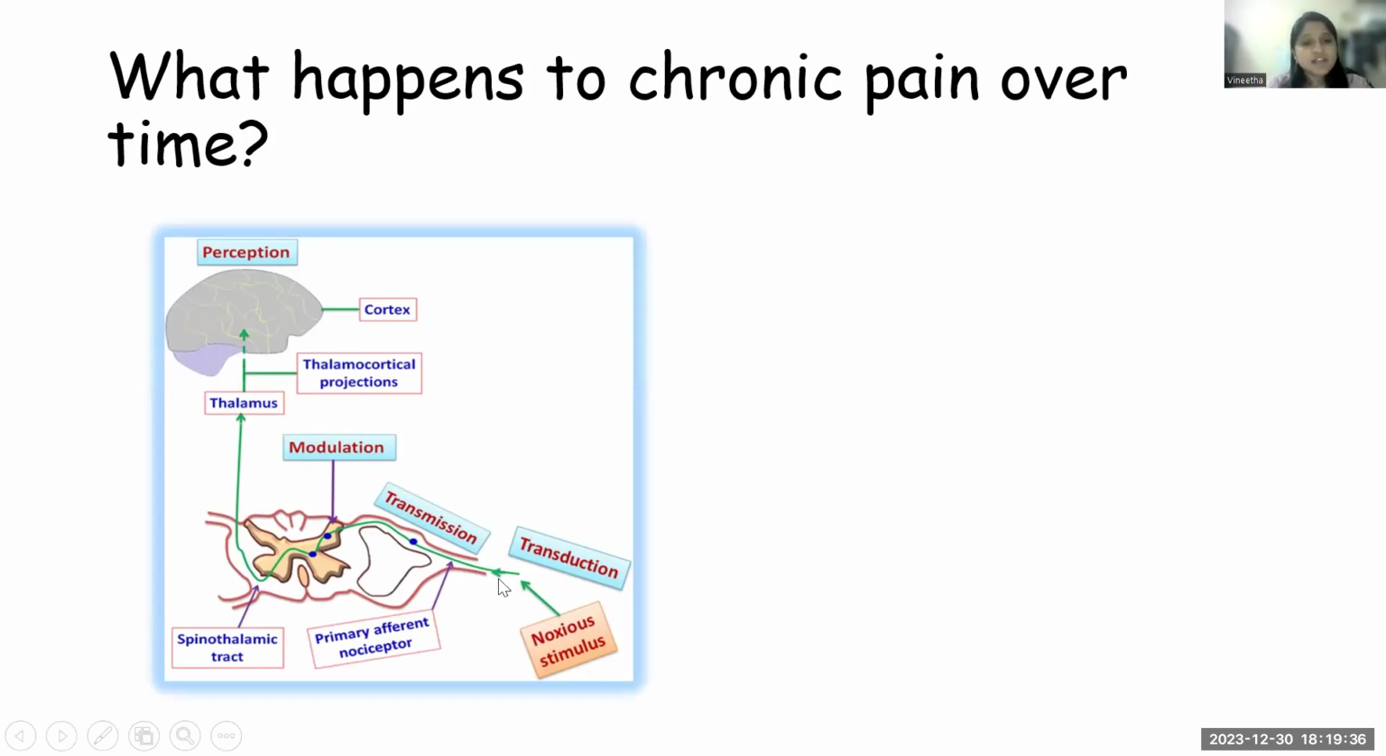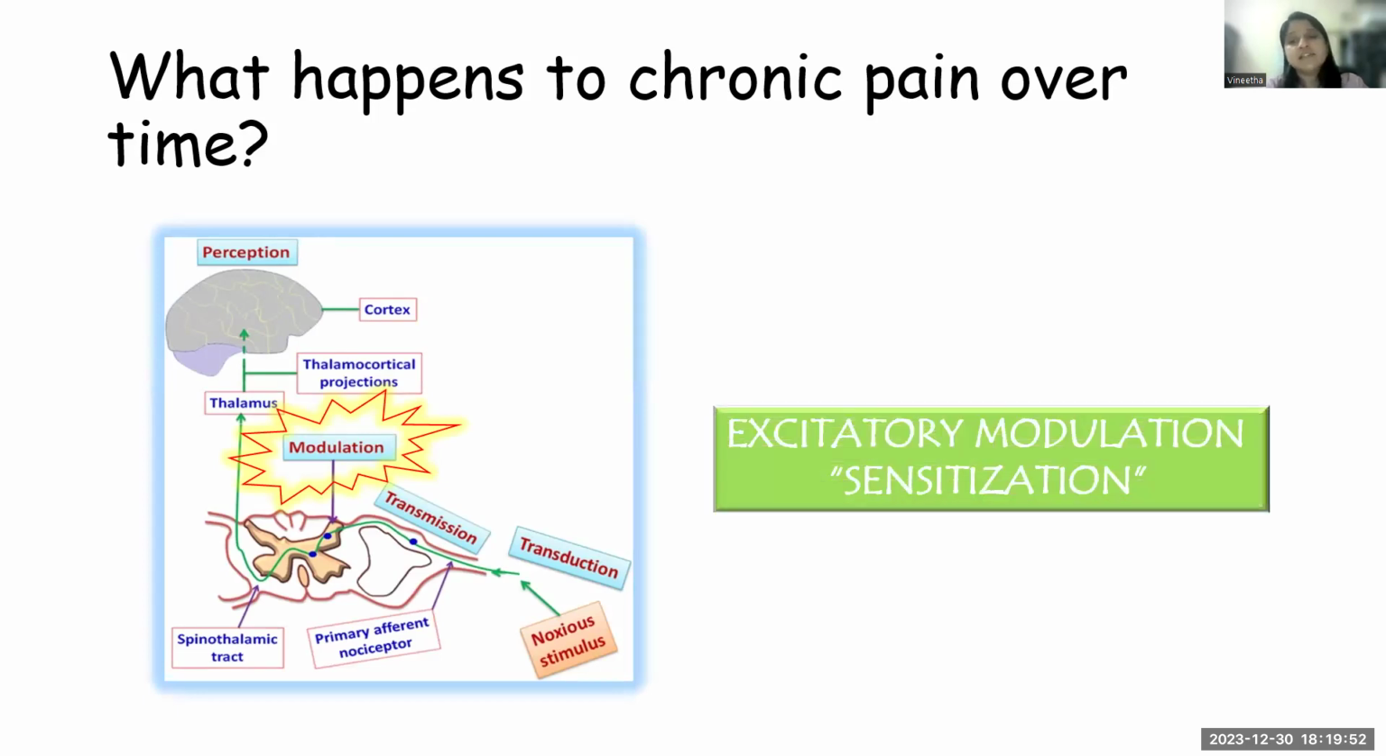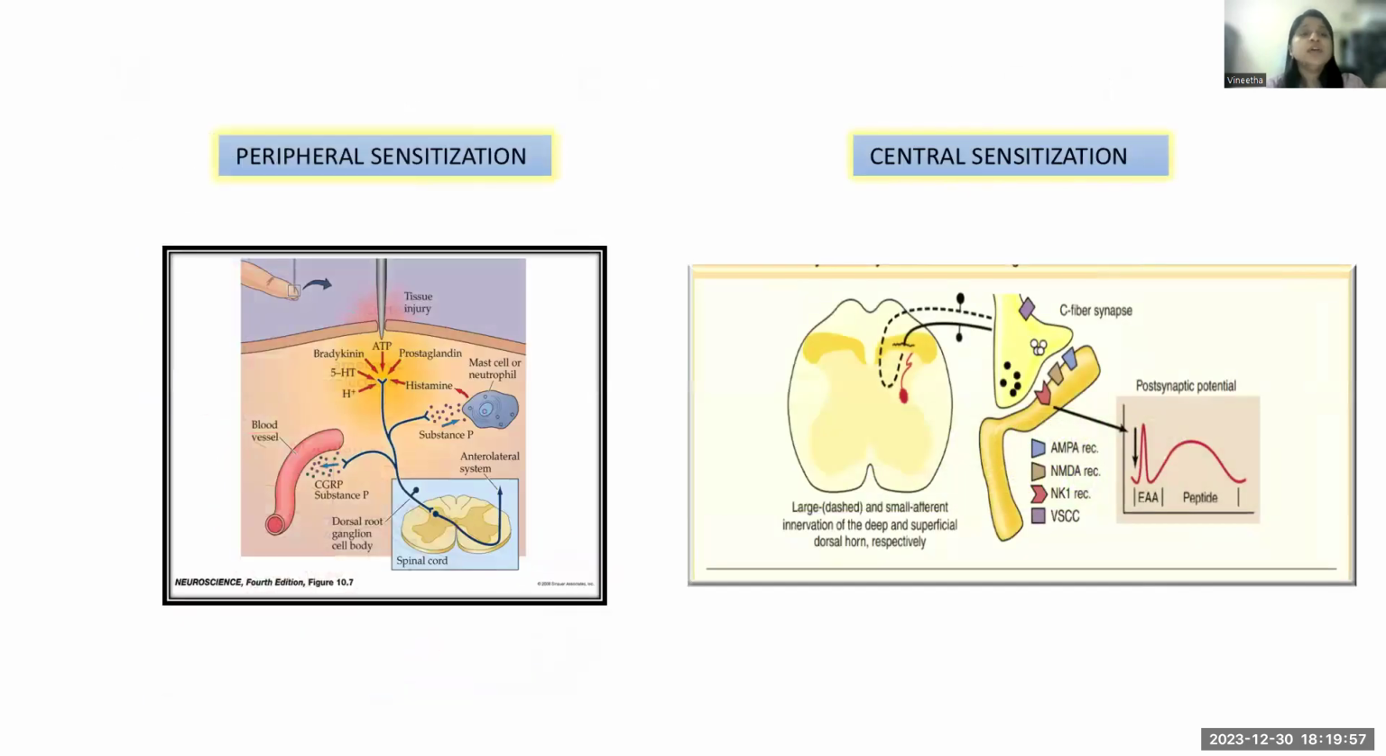So the pain pathway is not a fixed wired circuit. There is something known as modulation. This modulation of the pathway can be an excitatory modulation or an inhibitory modulation. Most of the time, when you don't treat your chronic pain adequately, what happens is the excitatory modulation, otherwise known as sensitization. Sensitization has a peripheral component, at the level of nociceptors, and a central component in the dorsal horn, known as central sensitization. I don't have time to go into the details, but after the class, if you ask me, I can explain.